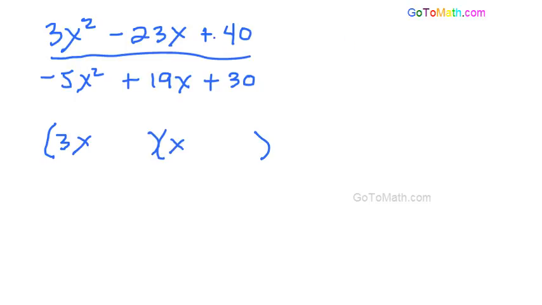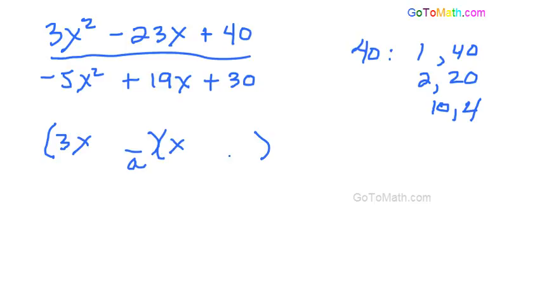Alright, and so we have a 40. It's going to be 1 and 40, 2 and 20. Oh my god, it could be 5 and 8, it could be 10 and 4. Could be a lot of things. This ought to be fun. So this is our A, and this is going to be our B. Now we've got a plus here and a minus here, so what that tells us is this must be a minus, and that's got to be a minus also.